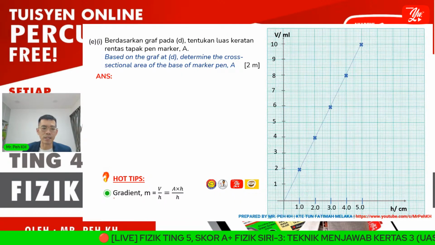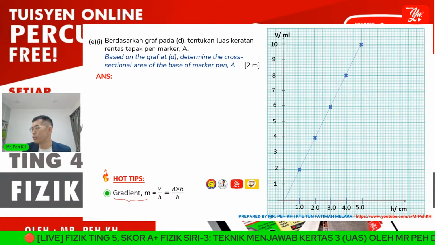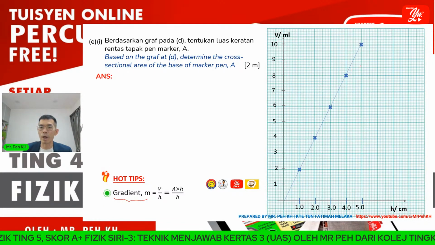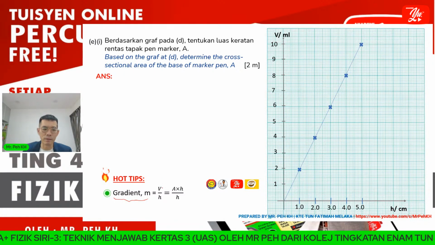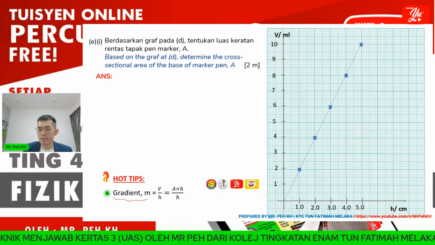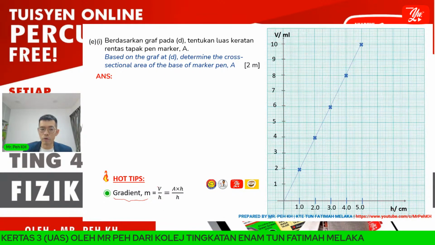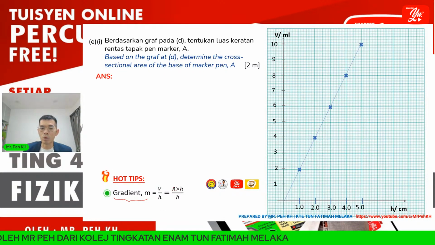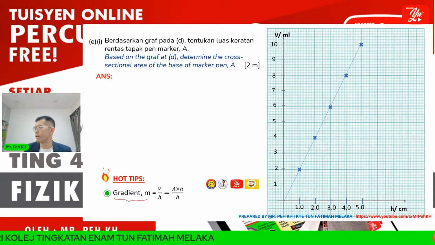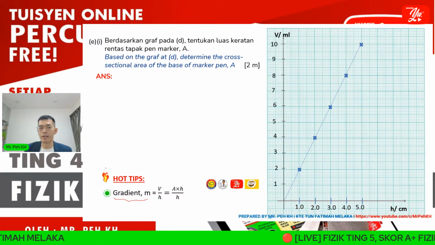Oh, you see the gradients. If I say we want to calculate gradients, normally it will be y over x. Our y is actually V, our x is actually h. So volume is equivalent to cross-sectional area times h, right? Okay, so here is a cylinder-type shape, so you can actually use gradients to find it.